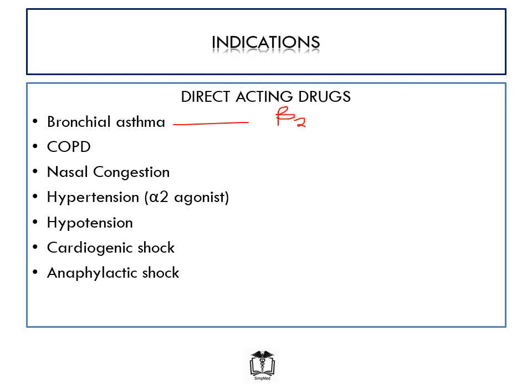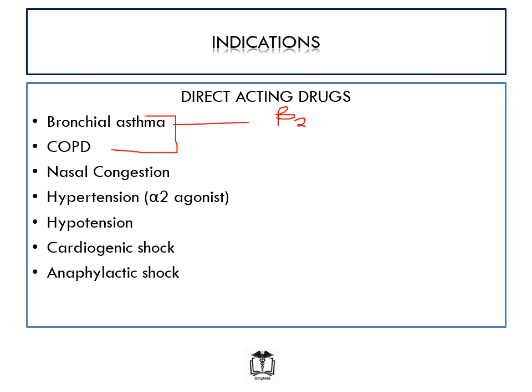We could also use them in treating COPD, which is very similar to asthma. And we also make use of beta 2 receptors in treating this particular condition. Nasal congestion could also be treated with direct acting alpha agonists. In particular, we use drugs like phenylephrine, which is an alpha 1 agonist, in treating nasal congestion.